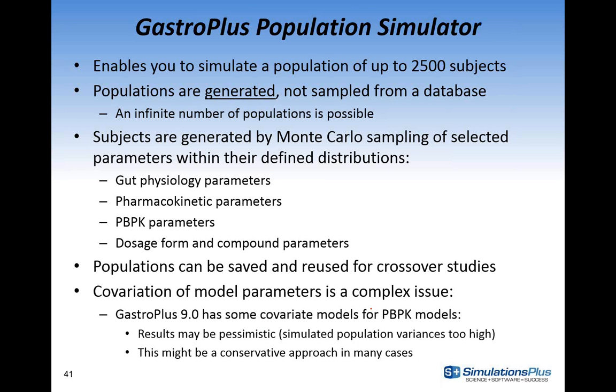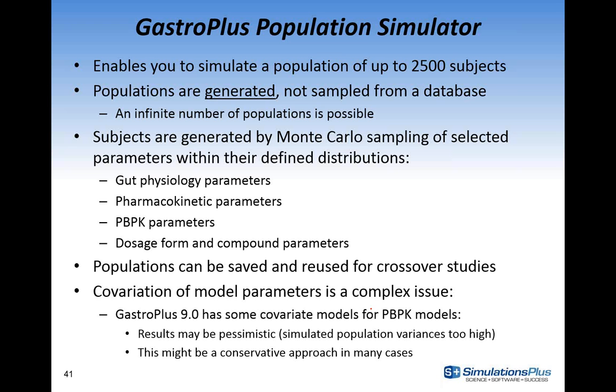Okay, so not only are we going to be using the mechanistic absorption model to predict the PK, but we're also going to be using the population simulator. The population simulator enables you to simulate a population of up to 2,500 subjects. Populations are generated, not sampled from a database, so an infinite number of populations is possible within GastroPlus. Subjects are generated by Monte Carlo sampling of selected parameters with their defined distribution.